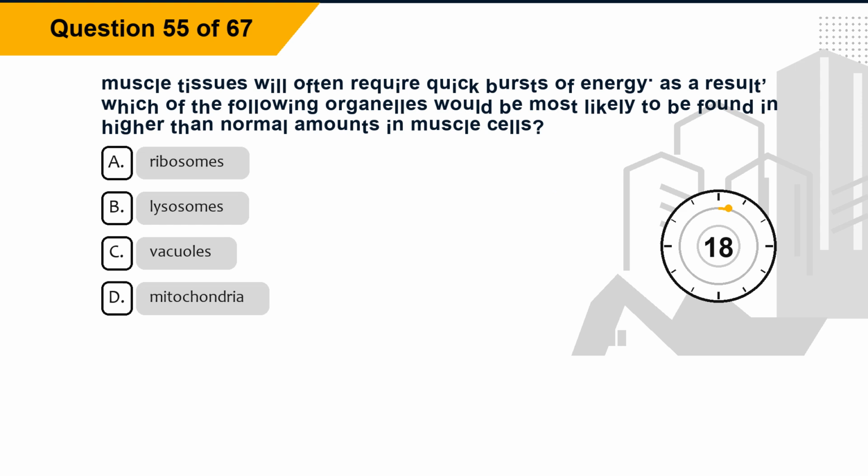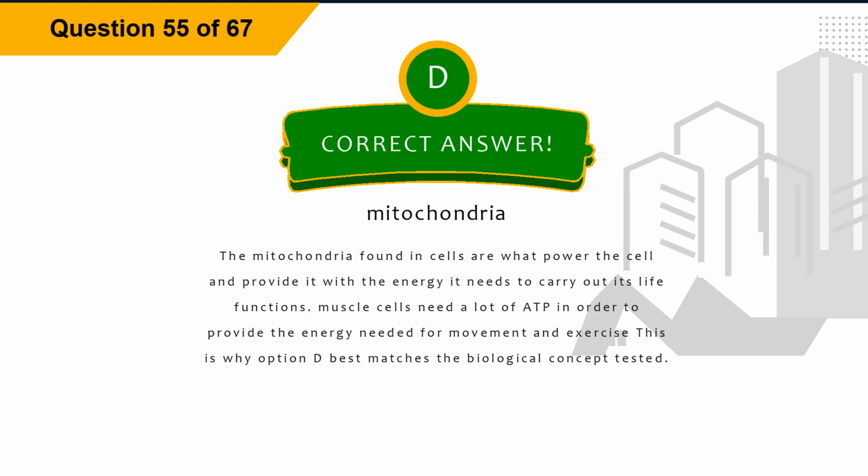Question 55. Muscle tissues will often require quick bursts of energy. As a result, which of the following organelles would be most likely to be found in higher than normal amounts in muscle cells? Option A, ribosomes. Option B, lysosomes. Option C, vacuoles. Option D, mitochondria. The correct answer is option D, mitochondria. Explanation: the mitochondria found in cells are what power the cell and provide it with the energy it needs to carry out its life functions. Muscle cells need a lot of ATP in order to provide the energy needed for movement and exercise. This is why option D best matches the biological concept tested.